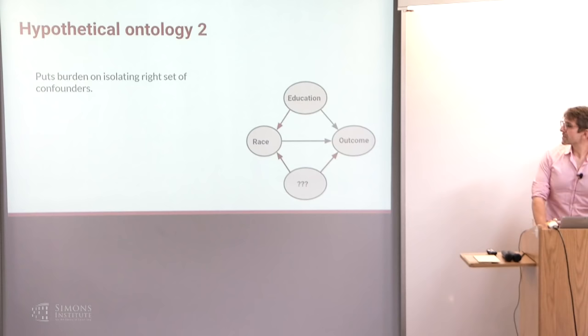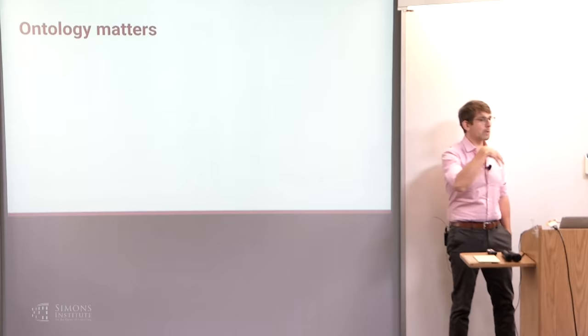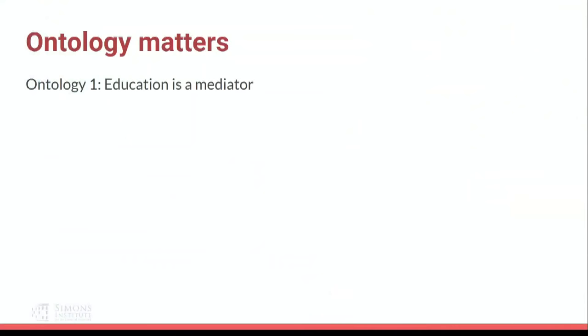Okay, and so the thing here is neither of these are meant as definitive ontologies of race, and I'm not proposing that this is necessarily how we should model it. My point is, however, that in the first ontology that I presented, education was a mediator. Education became a mediator between race and the outcome. In the second one, education is a confounder. It's something that influences both the outcome and the sensitive category.